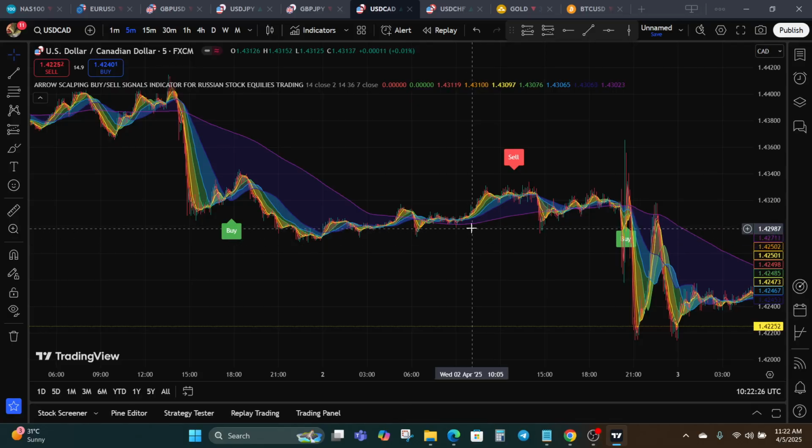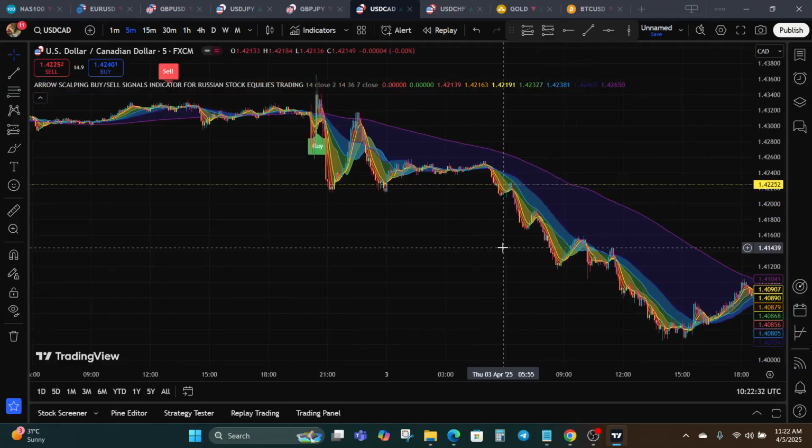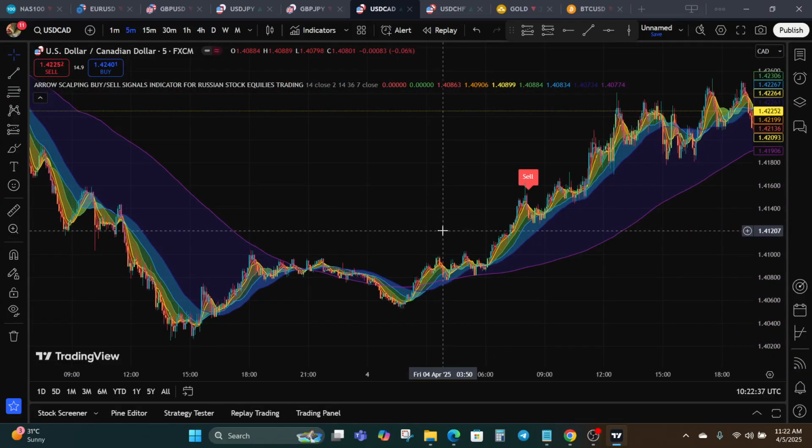Now, once the indicator is set up, the next step is to use it effectively. The key to scalping success is not just about following the arrows, but about making decisions based on a well-rounded strategy. So here's what you need to do. You need to look for confluence.